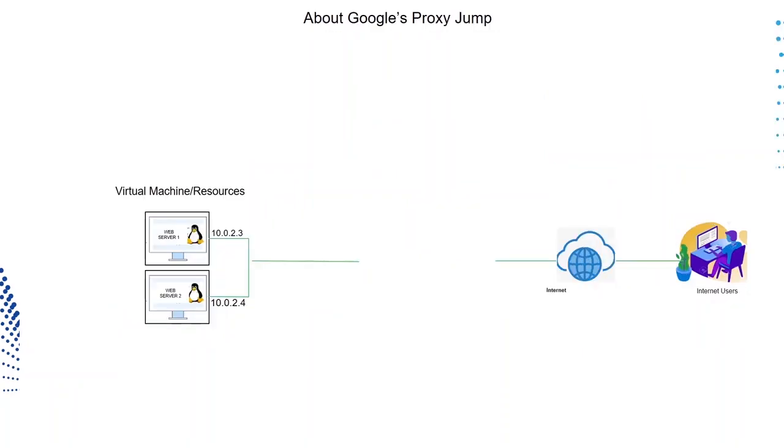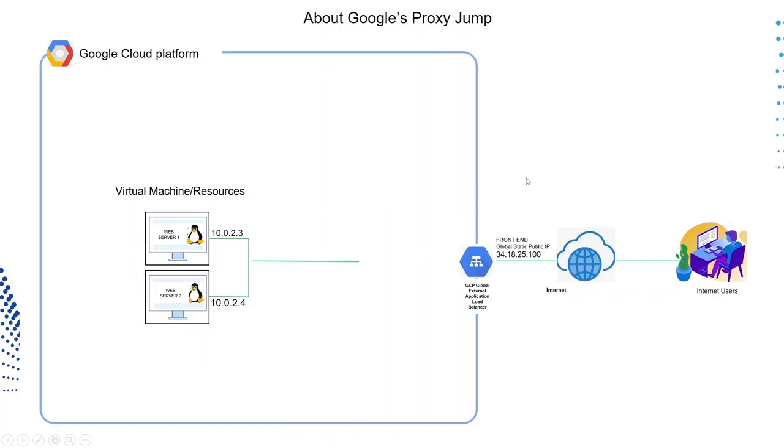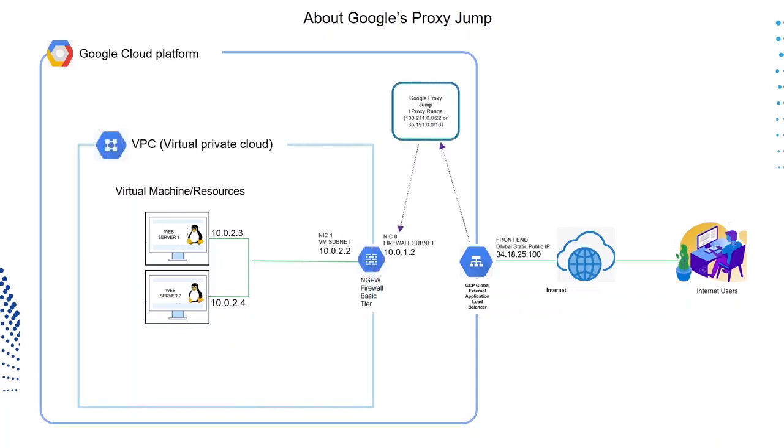Before we continue to discuss the return traffic, it is essential that you know how the proxy jump works in Google Cloud Platform. As you can see on the screen, our global load balancer sits at the very edge of Google's infrastructure, acting as our single entry point via its static public IP. To bridge the gap between Google's global network and our specific VPC, Google Cloud Platform utilizes a proxy subnet mechanism. Think of this as a secure internal bridge.